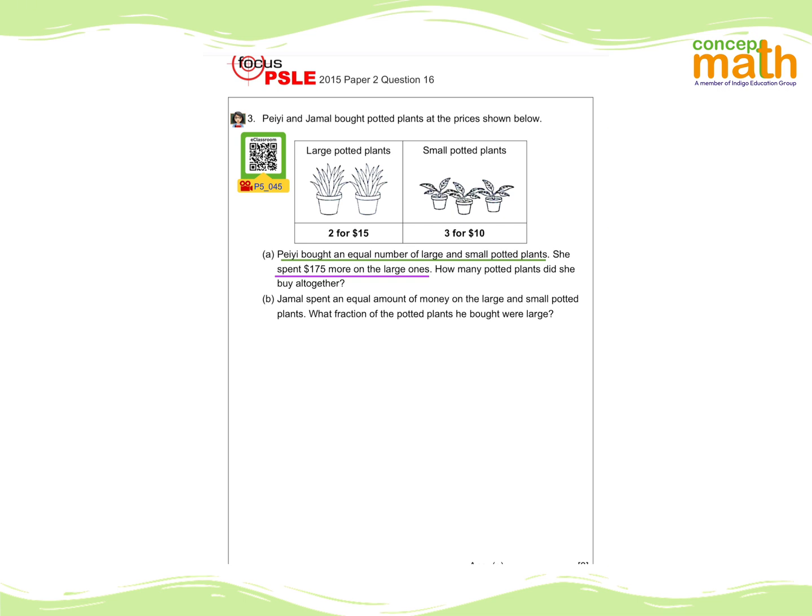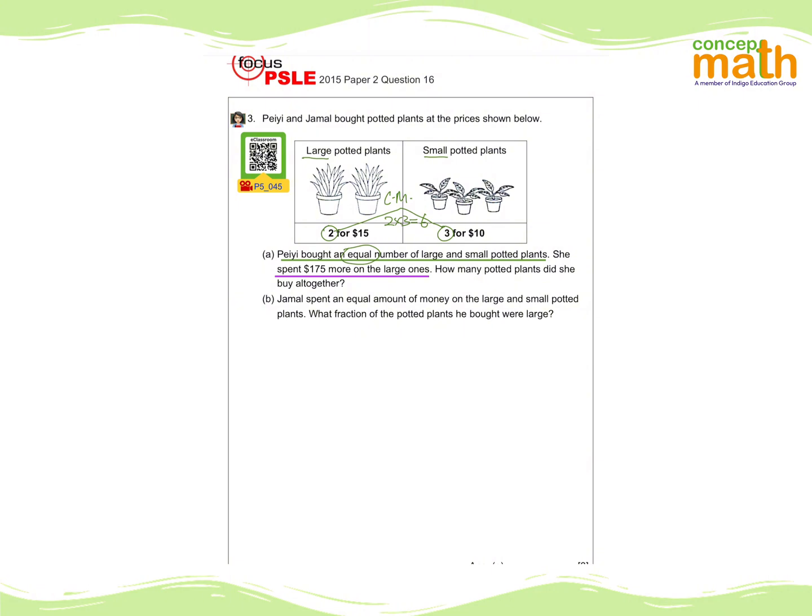For part A, we must understand that in order to buy an equal number, the large and small potted plants are selling at 2 for $15 and 3 for $10. So in order for us to have one set of equal numbers of large and small potted plants, it has to be a common multiple of 2 and 3. The common multiple of 2 and 3 will be 2 multiplied by 3, which equals 6. So you have to find at least one set of 6 large and 6 small potted plants for Pei to buy an equal number of large and small potted plants.